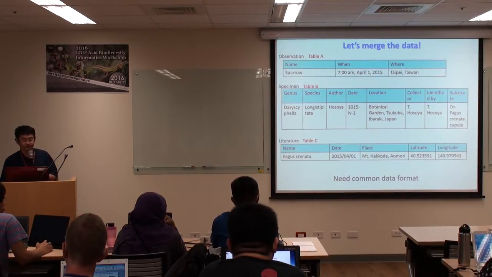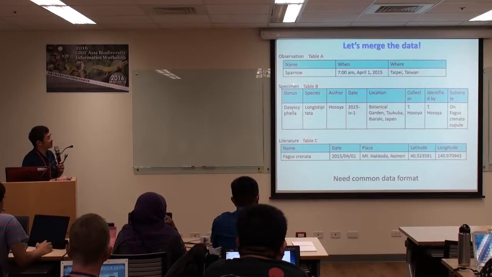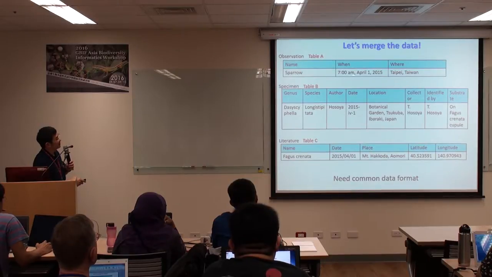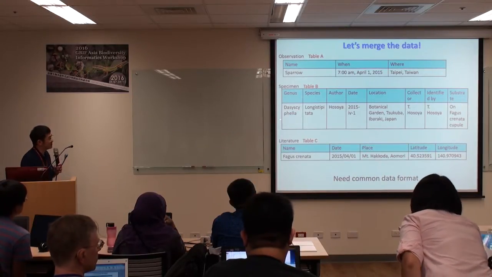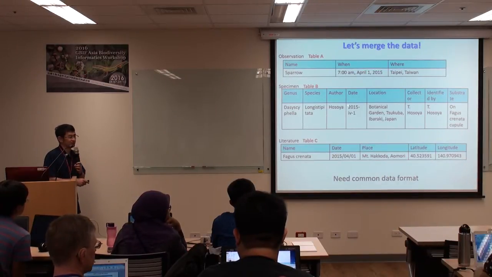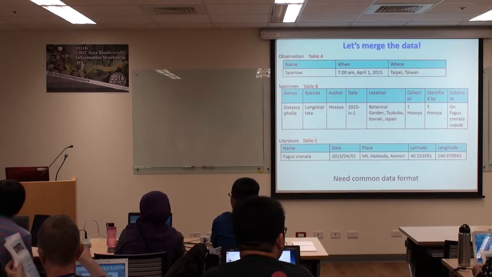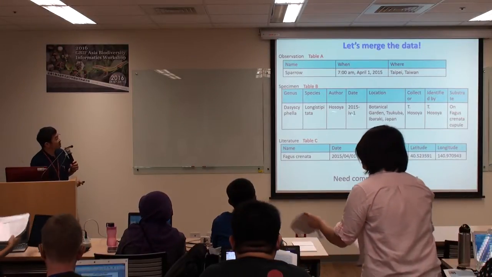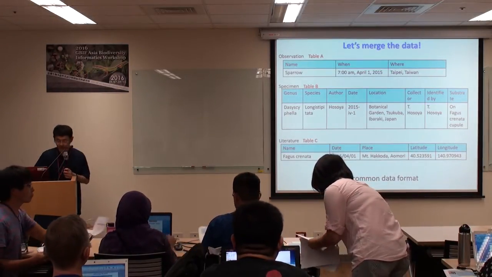And here is one example. Let's merge the data from the observation. Here is only one example. And it says, a sparrow was observed at 7 p.m. on April 1 last year in Taipei. And this one, table 2, states about the specimens. And this species was described by myself. Later I will show you. On this day at the Botanical Garden, it was collected by myself and identified.